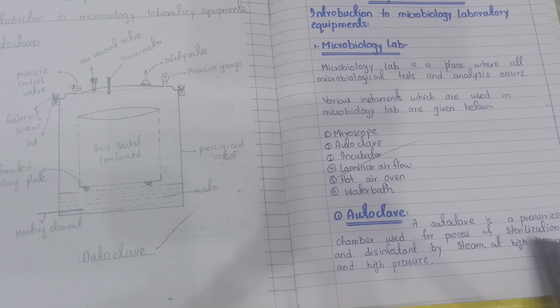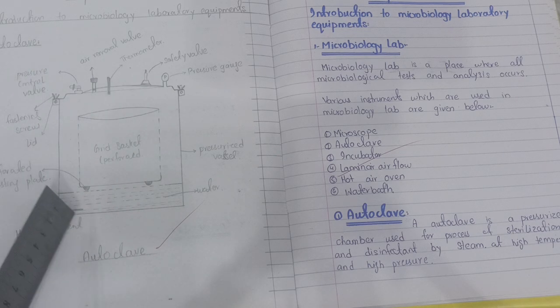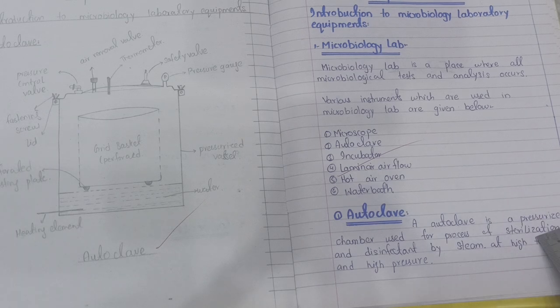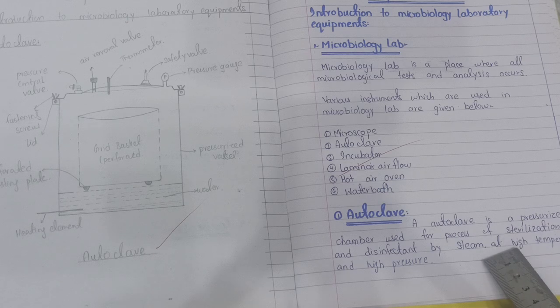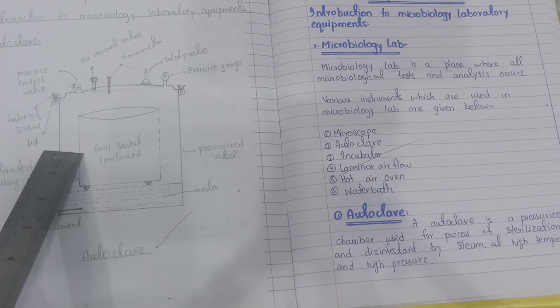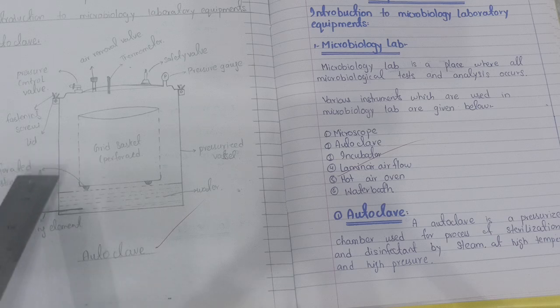Okay, ये बिल्कुल इसी तरह है जिस तरह हमारा एक प्रेशर कुकर होता है. आप देख सकते हैं कि its shape is very similar to our pressure cooker. So autoclave is a pressurized chamber used for the sterilization process or disinfection by steam at high temperature and pressure. So in the autoclave you set a high temperature and a high pressure, and then you sterilize.